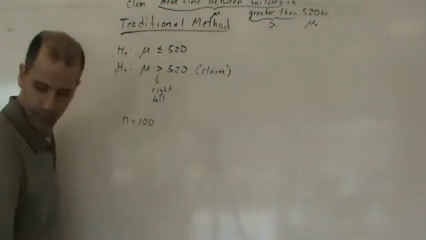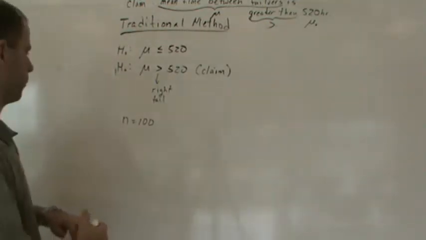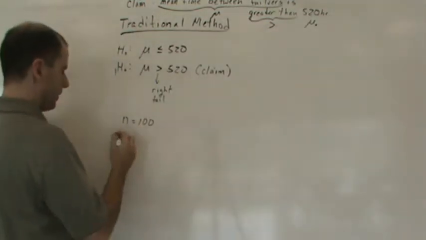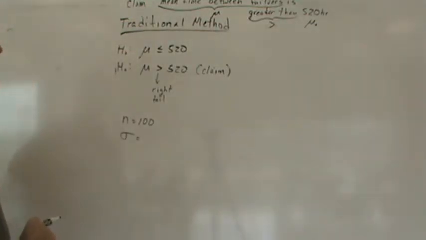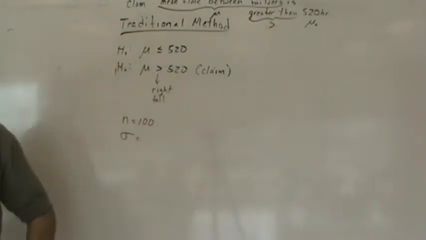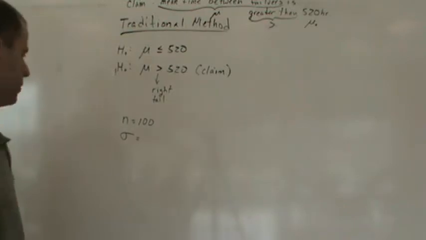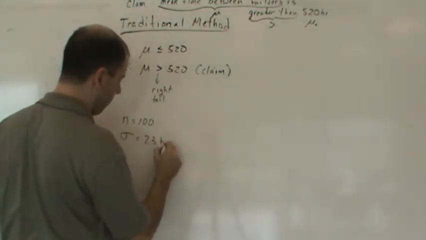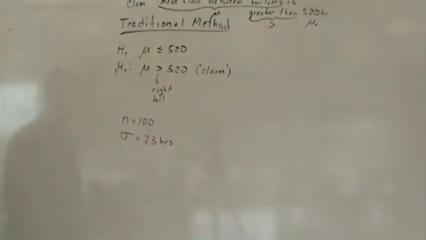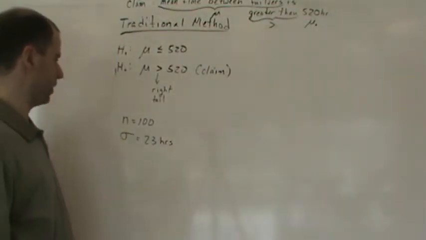Okay, so let's say, because I can't find it, but I'll just make it up. Let's say that the population standard deviation for this claim is, let's say it's 23 hours. So let's say that's the population standard deviation.